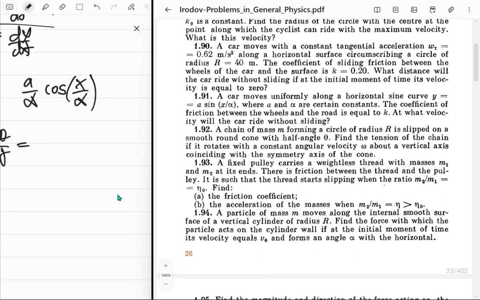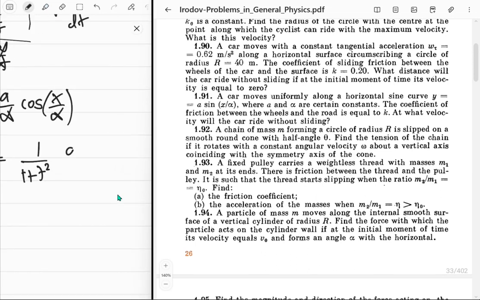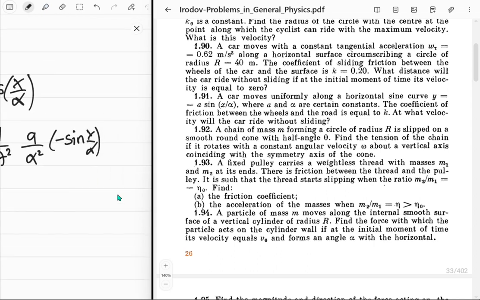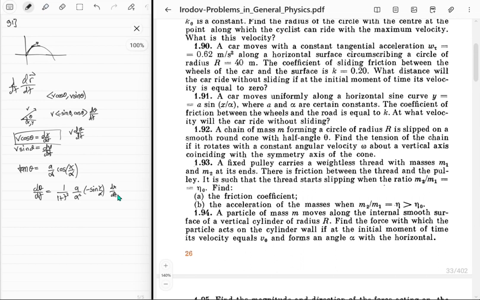So 1 upon secant square is like 1 upon 1 plus tan square theta. And derivative of this thing is a upon alpha squared, and we got negative sine of x upon alpha, all that stuff. And then you got dx upon dt, right? It's still not helping. Because dx upon dt is also variable, not helping, right? So then what do we do with it?